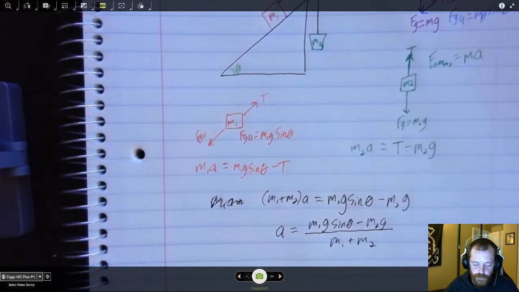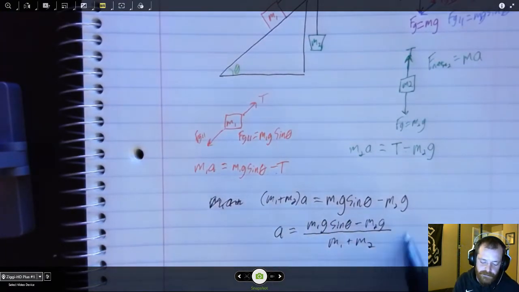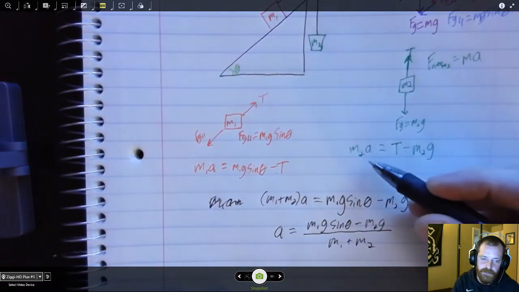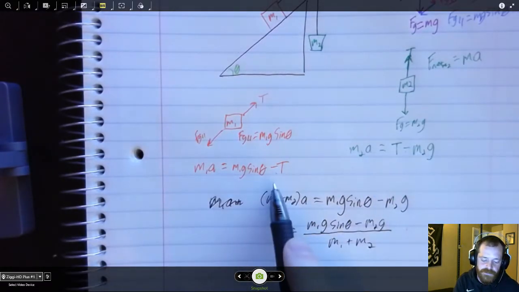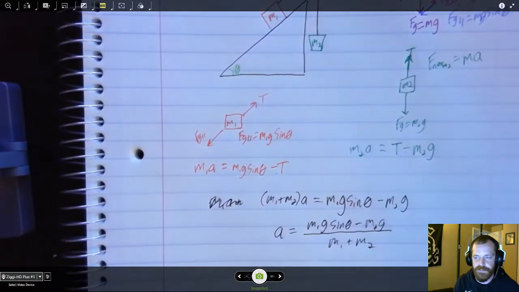If you needed to rearrange to solve for something different, then it's just algebra from here. You could also, if you wanted to solve for tension, which would actually be a very difficult thing to do without any numbers, plug this acceleration equation back into one of these two equations and then put it in terms of T. That's a little bit more complicated.